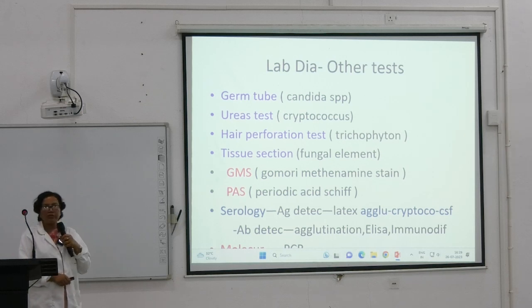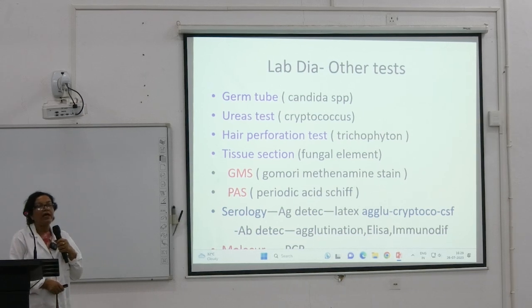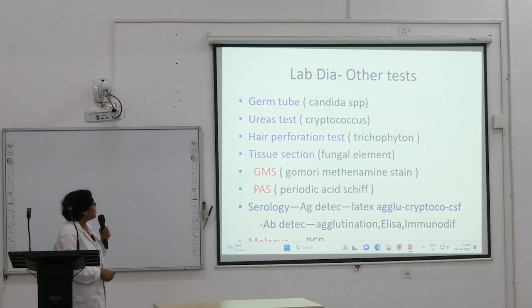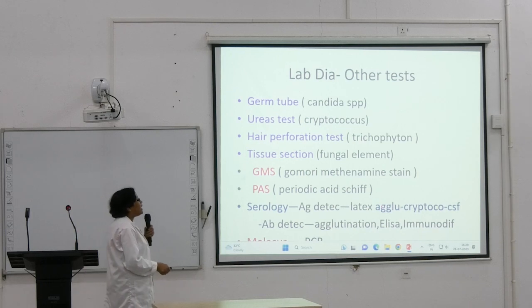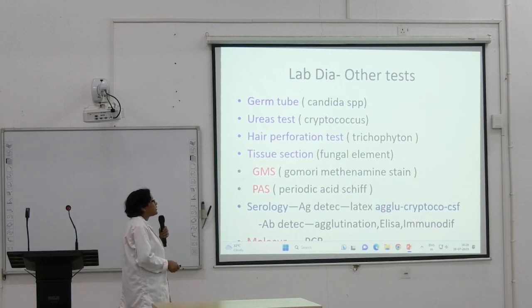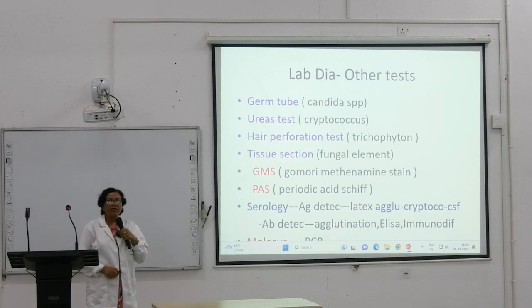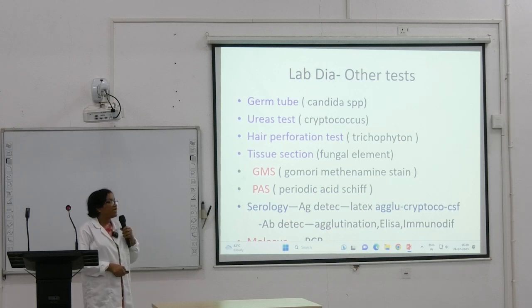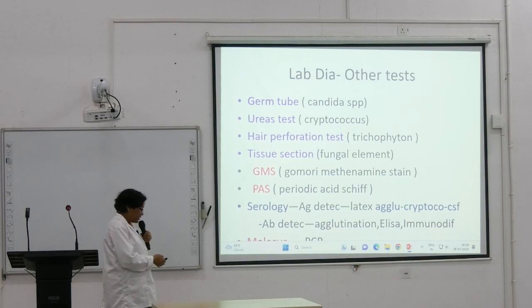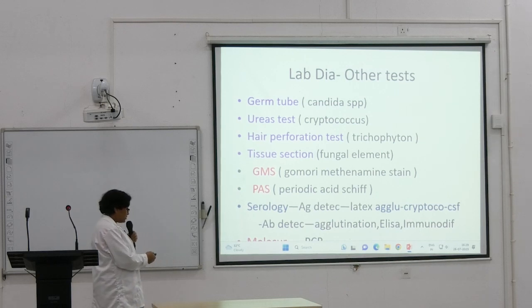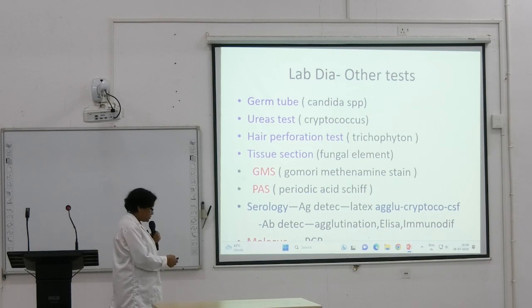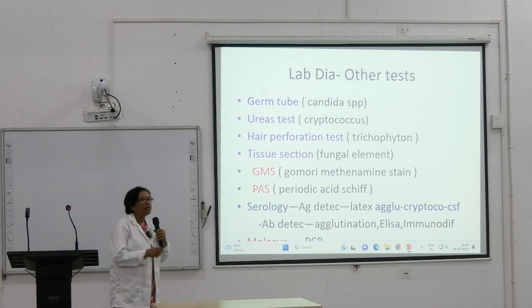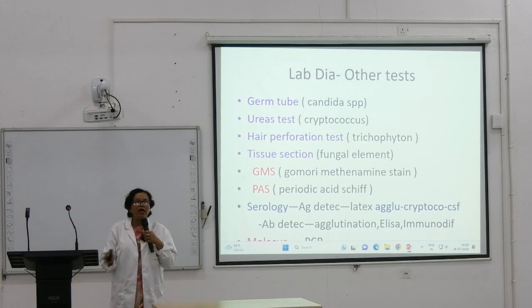Serology. Everywhere you have to go for serology, as serum contains the antibody, and mainly antigen also. So for antigen detection, latex agglutination test for Cryptococcus, which is present in the CSF. Then antibody detection, agglutination test, ELISA, immunodiffusion test, etc. Then molecular method, PCR. It is written here, molecular method PCR. Everywhere you have to mention these steps for lab diagnosis.